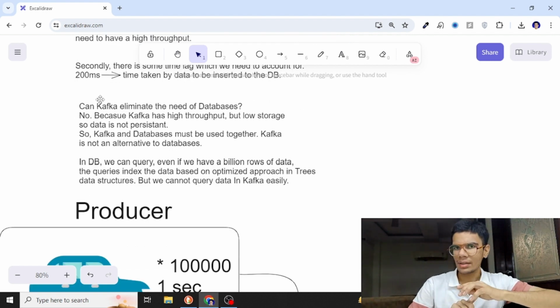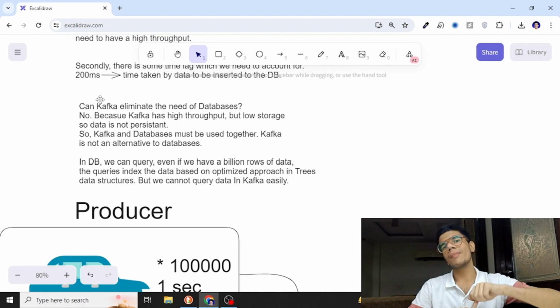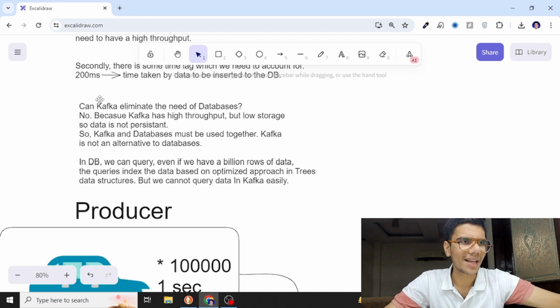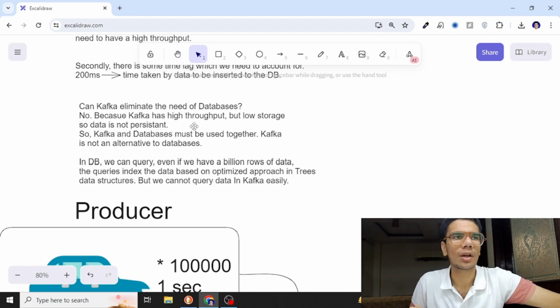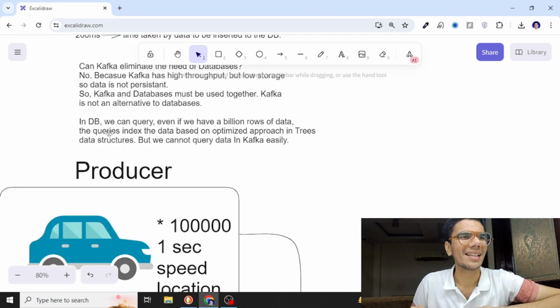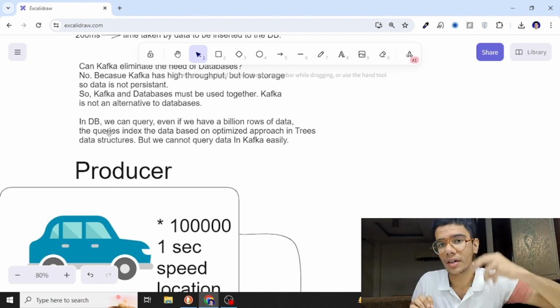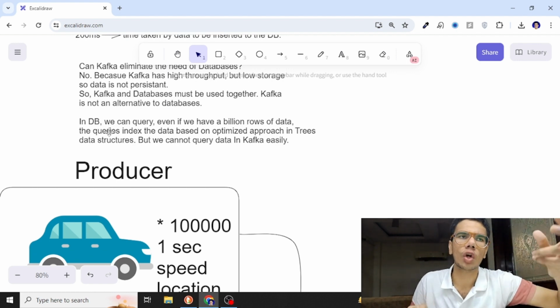So we understood that databases have very low throughput. If we maximize the number of operations, then databases will fail, and hence we need to use Apache Kafka. Does that mean Apache Kafka can eliminate the need for databases? Short answer no, long explanation: Apache Kafka has a high throughput but low storage, so data is not persistent. There is a typo, but ignore that. Apache Kafka has a high throughput but low storage. Data does not persist. You cannot store data in Apache Kafka. You can transfer data and it gets stored for a very short interval of time.